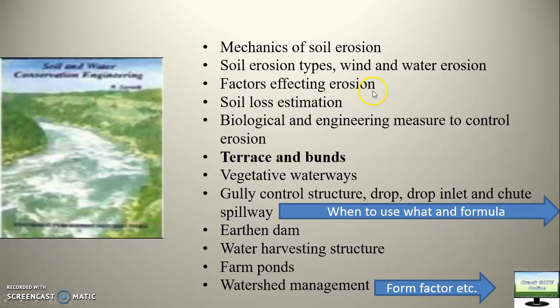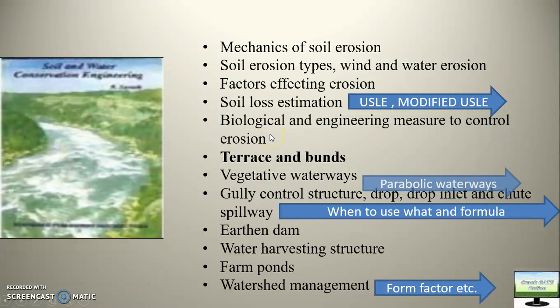What are the factors affecting them? Like biological factors and anthropogenic factors. Then how you can estimate soil loss, like the Universal Soil Loss Equation and the Modified Universal Soil Loss Equation. You should know the difference between these two, and what factor in the Universal Soil Loss Equation has been replaced in the modified USLE.